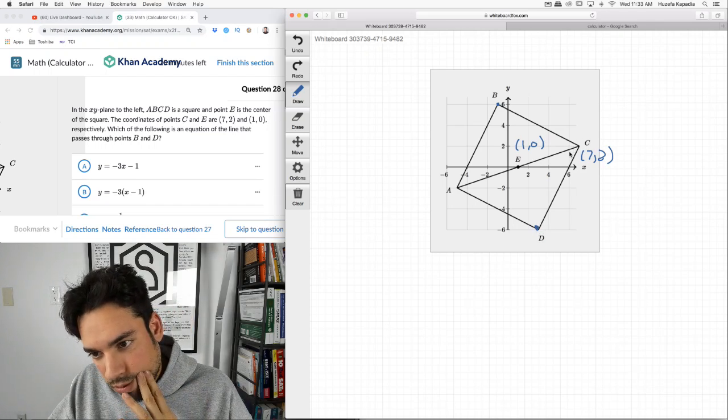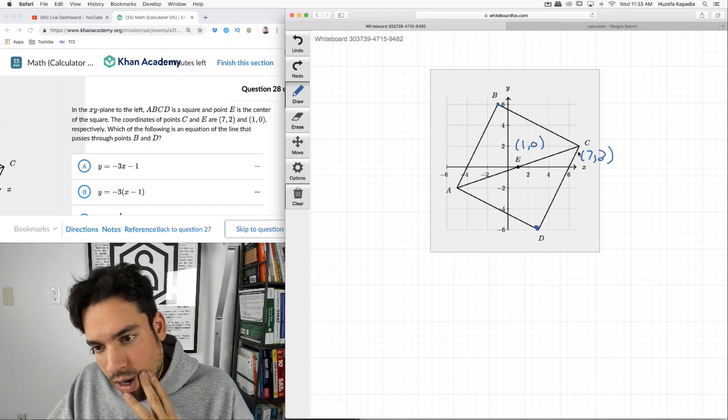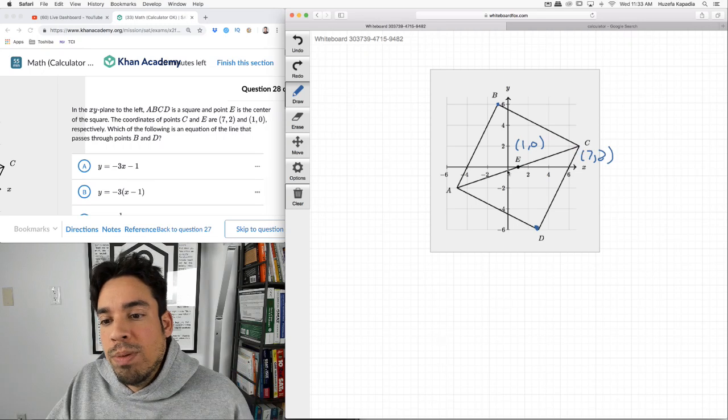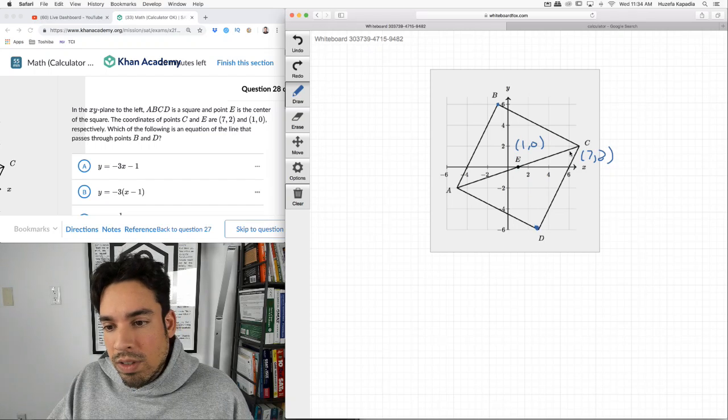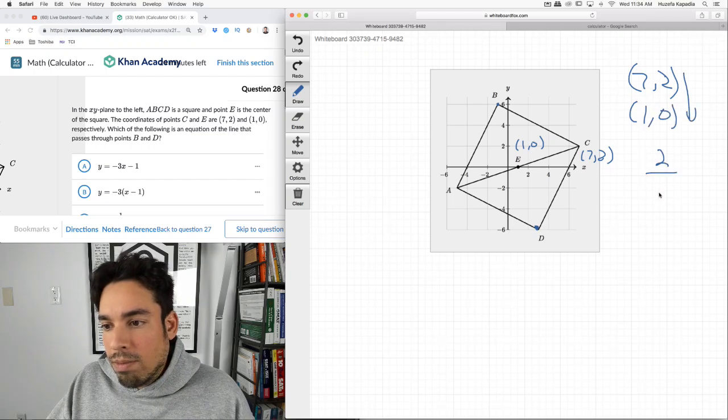Hold on. Oh, I know. It's got to be perpendicular. Look, it's another diagonal, and for a square, it's got to be perpendicular to whatever this line is. So let's calculate the slope using (7, 2) and (1, 0). Subtract down: 2 minus 0 is 2, 7 minus 1 is 6, which equals 1/3. So the slope of this line is 1/3.